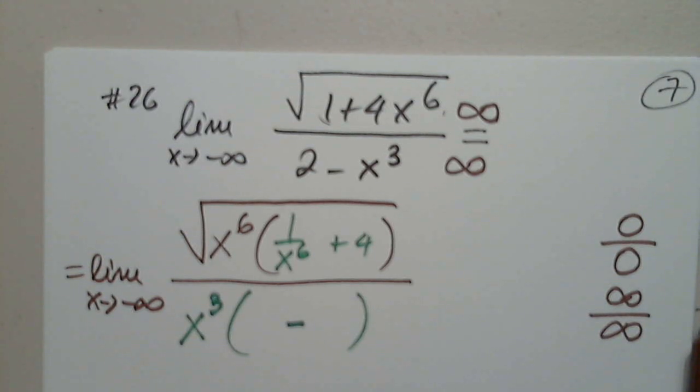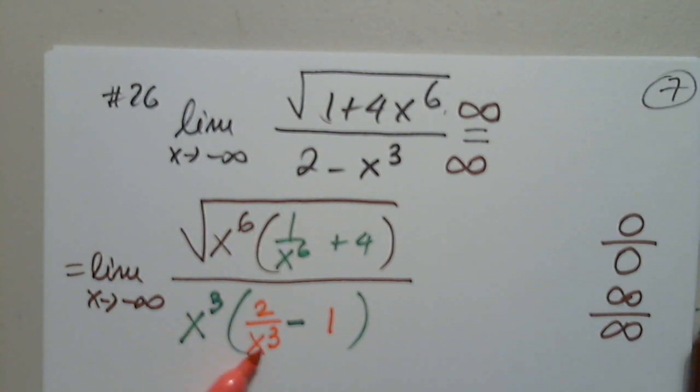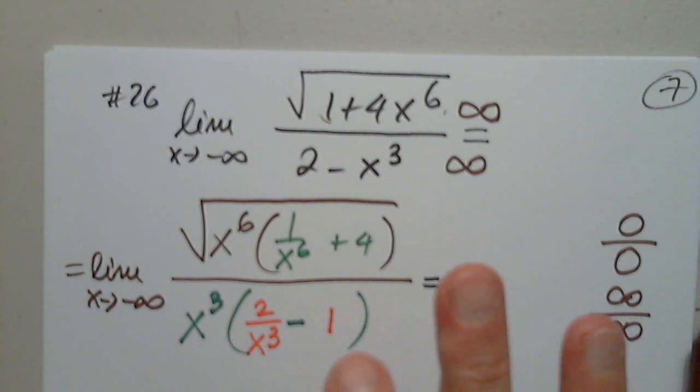Two over x cubed. So first of all, it's 2 over x cubed and minus 1. Let's check. X cubed times 2 over x cubed is 2, because you simplify these two. This times negative 1 is that. Do we agree with this? Everyone? Yes. Perfect.